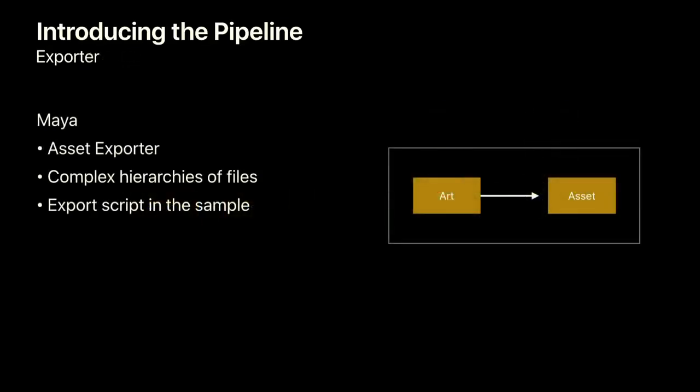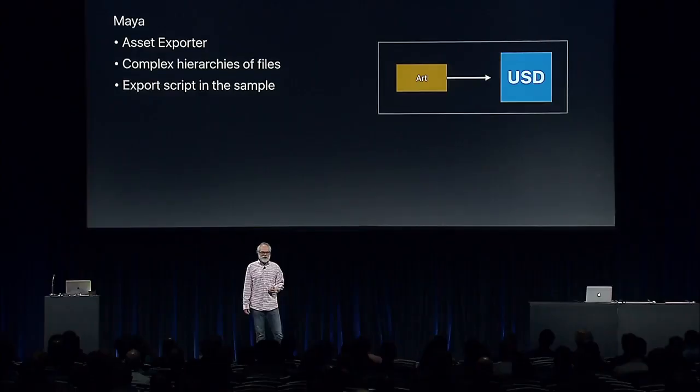Now, in the example that we've put together, we're using Maya, and we have a little Python script that goes through Maya, finds all the things, and it traverses complex hierarchies and files, and it exports an asset file. Now, as I mentioned before, the choice of file format is pretty important, and we're not going to use something that's a bit long in the tooth like Wavefront OBJ. We're going to use something fresh and modern, which is Pixar's Universal Scene Description file format.